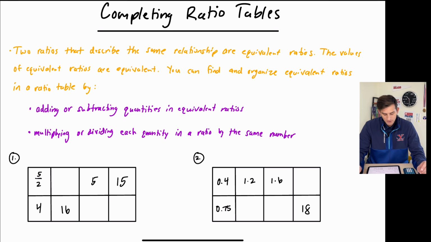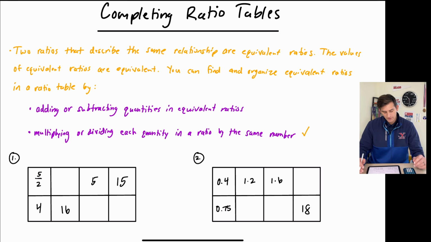We can either add or subtract quantities in equivalent ratios, or we can multiply or divide each quantity in a ratio by the same number. The one that I typically like to do is this second bullet point here, multiplying or dividing each quantity in a ratio by the same number. I just see that as a little bit easier, but there is always a case in point for each of those different scenarios. So there could be one that's a little bit more efficient than the other, but sometimes it's just personal preference and I prefer to multiply or divide. So let's fill out the two examples that we have here.